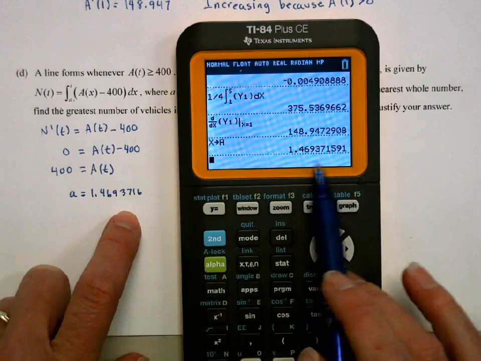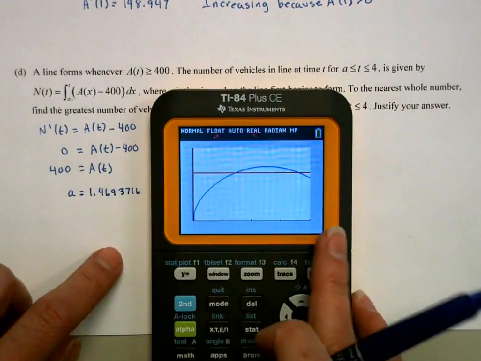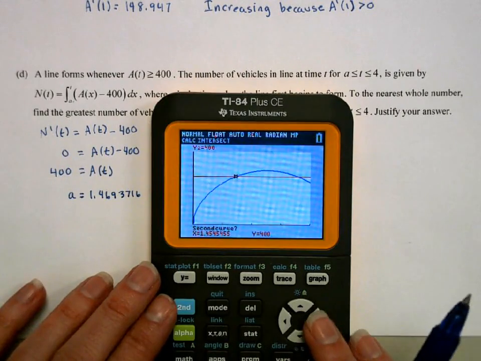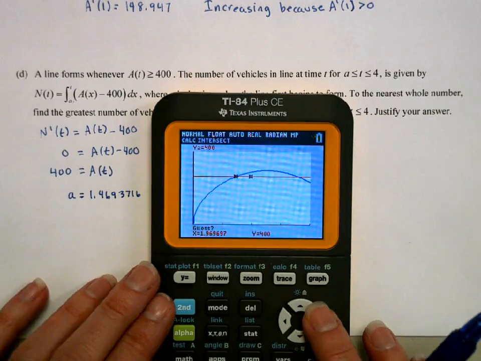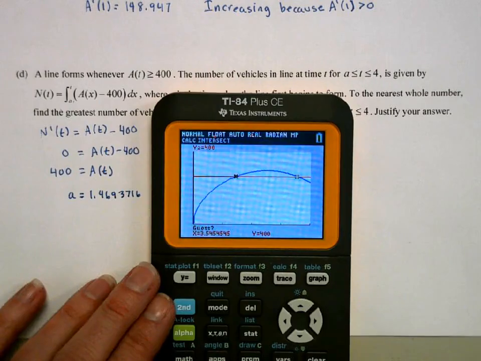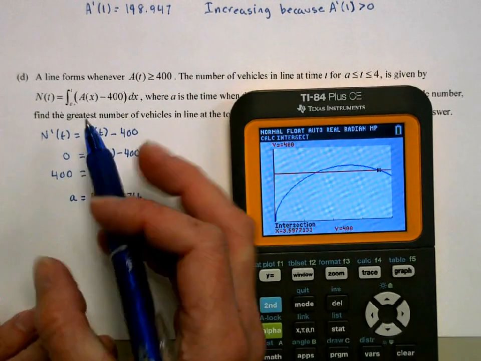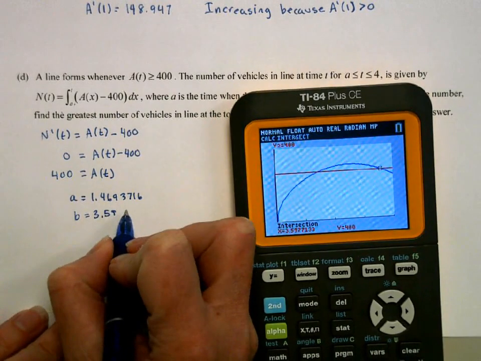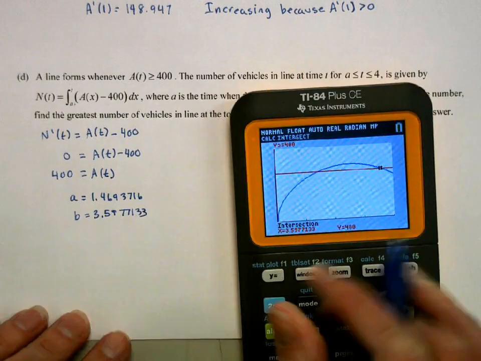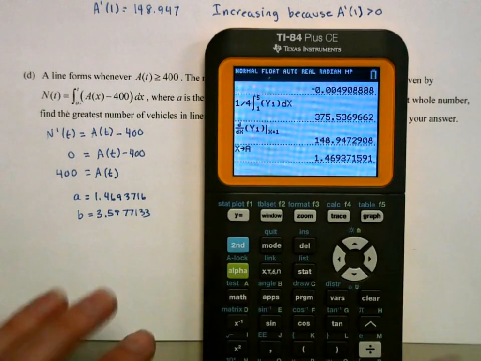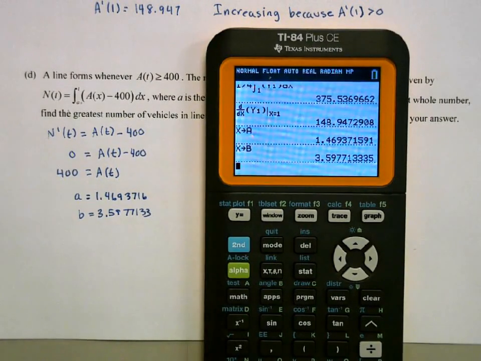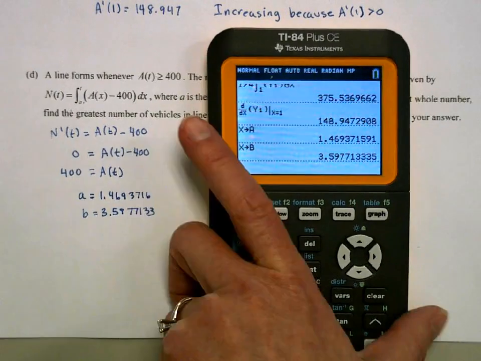Let's go back to the graph and find our second point. Now we want our other point. Okay, and what I'm going to do is call that B. But I'm going to go ahead and get right out of here without touching anything and store X in B. So I have those two values stored with lots of decimals. Okay. Now, I'm going to make a table here.